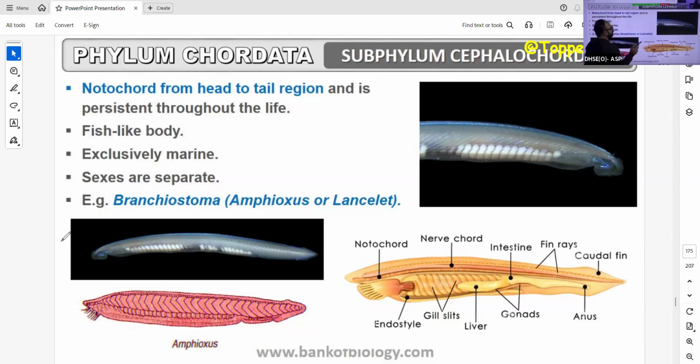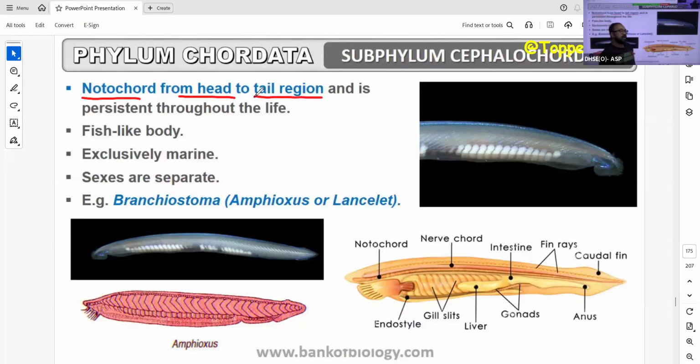What to remember: in case of urochordates, they are also referred to as tunicates. In case of cephalochordates, they are referred to as lancelets. Urochordates, tunicates; cephalochordates, lancelets. Remember, okay. Now, notochord from head to tail region. Now, this is the difference I was asking you to remember.